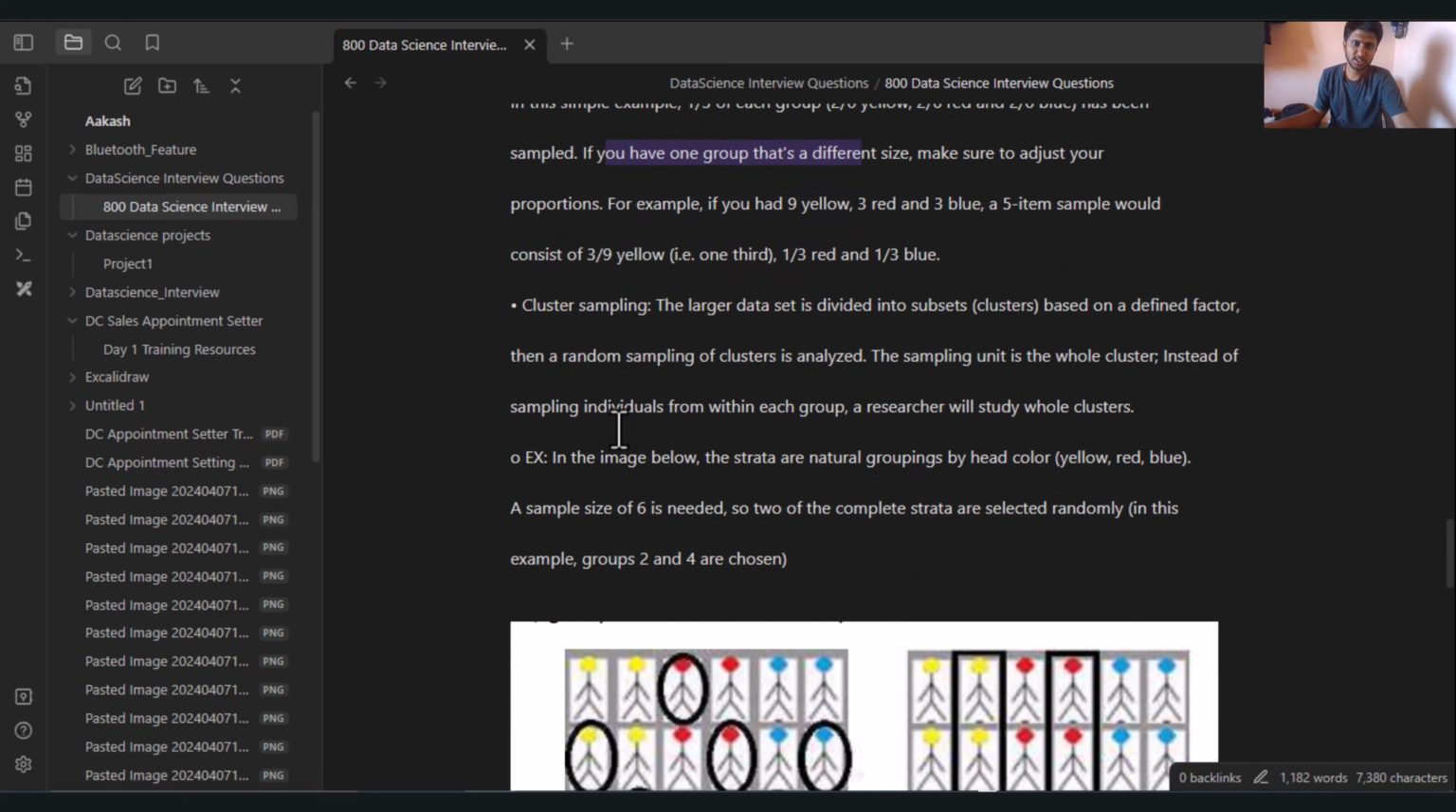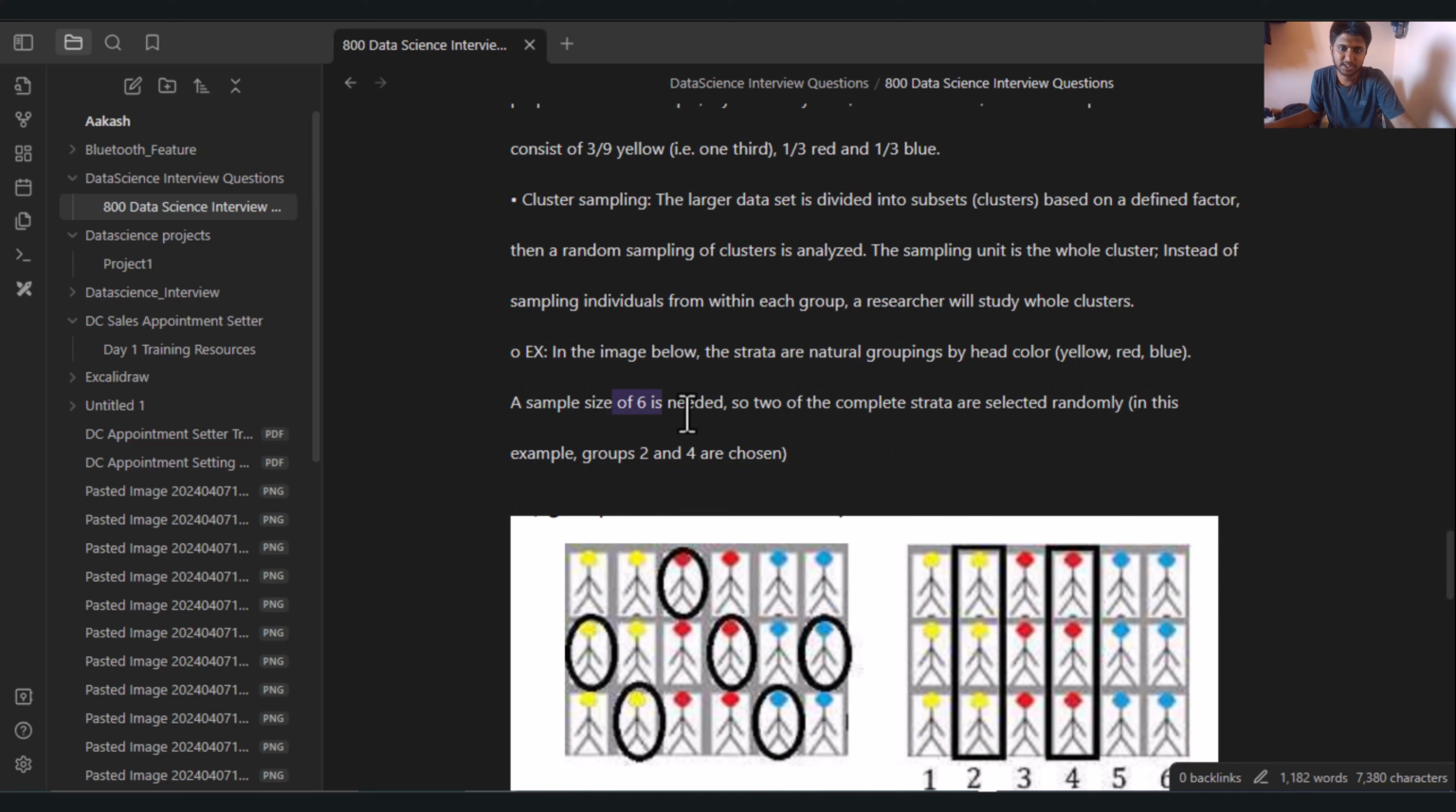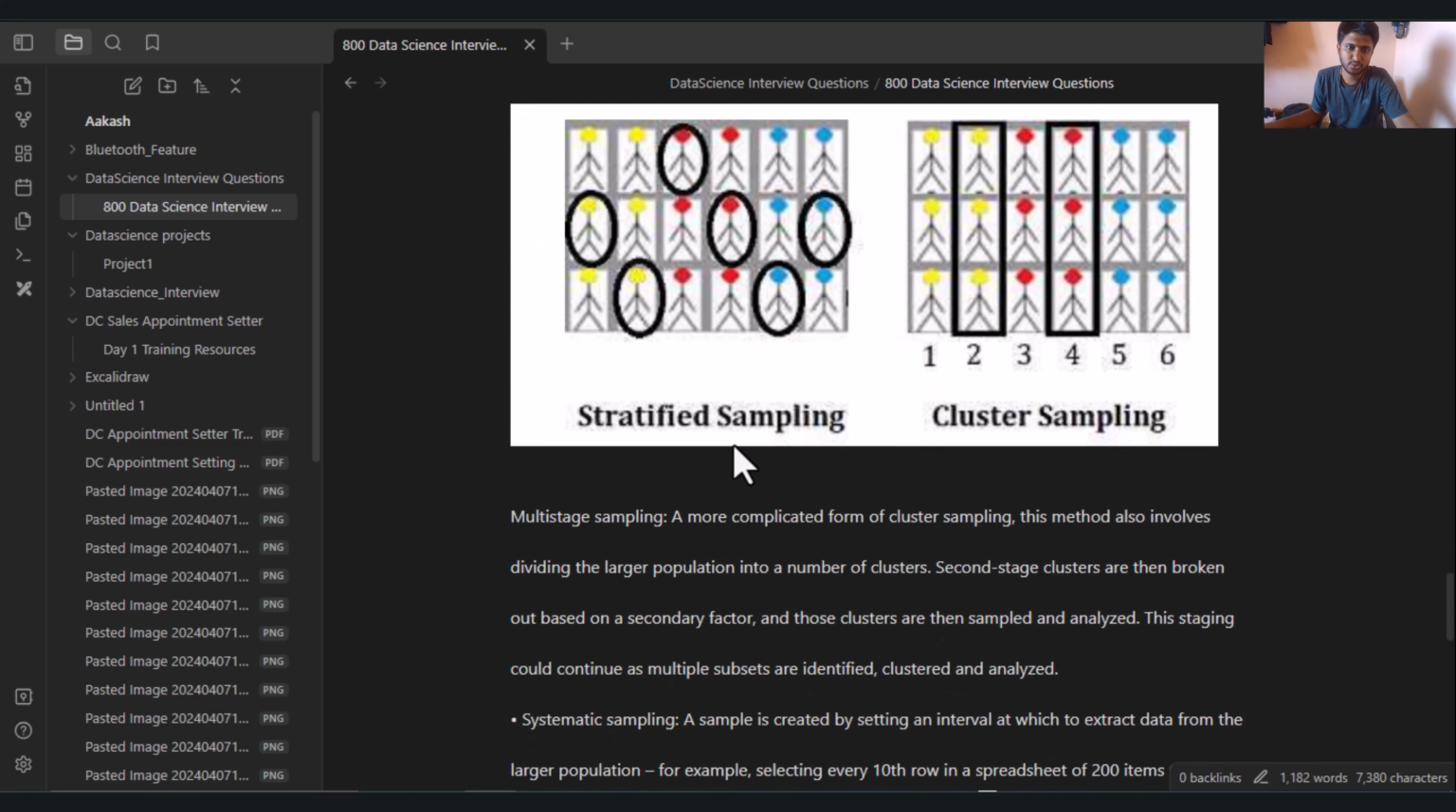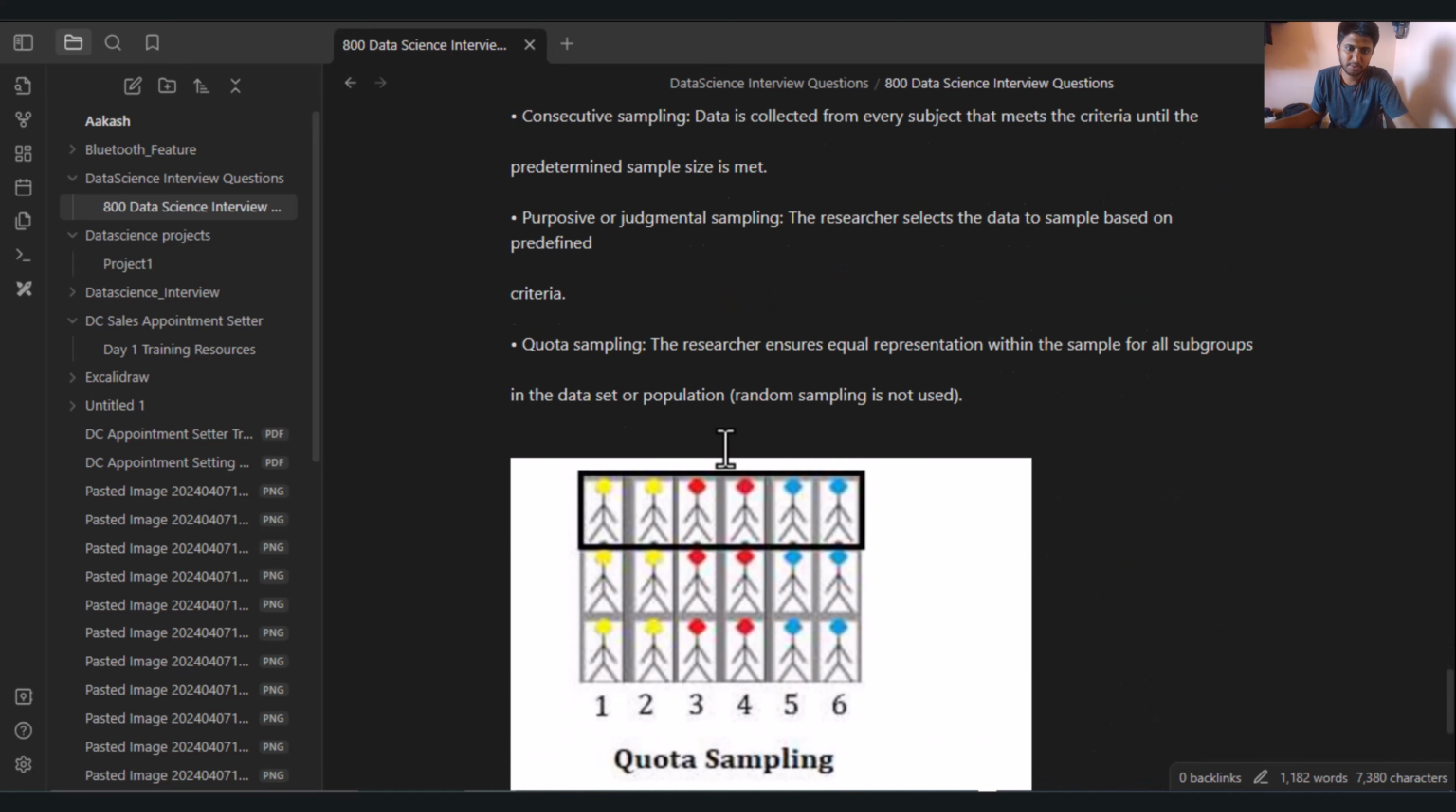So there is another called cluster sampling. The larger data set is divided into subsets, that is clusters, based on a defined factor. Then a random sampling of clusters is analyzed. The sampling unit is the whole cluster instead of sampling individuals from within each group. Researchers will study whole clusters. Example in the image below: the clusters are natural groupings by head color, like yellow, red and blue. A sample of 6 is needed, so 2 of the complete clusters are selected randomly. In this example, groups 2 and 4 are chosen. Okay, so you have to understand this particular concept basically.